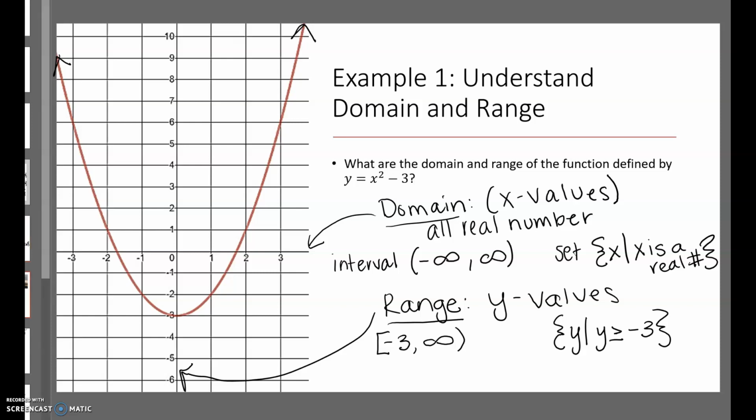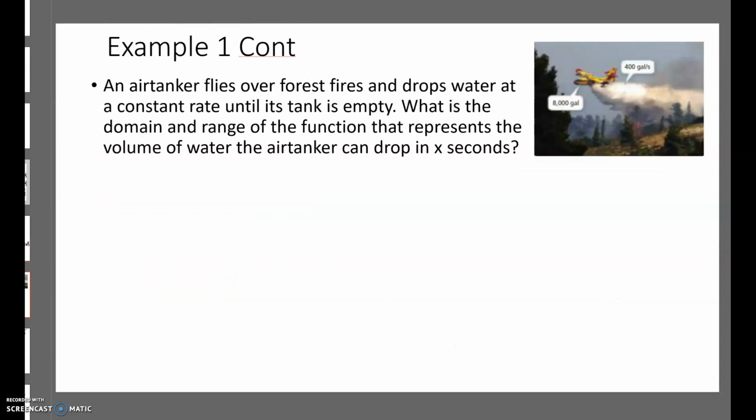Okay, let's look at another one. An airplane or an air tanker flies over forest fires and drops water at a constant rate until its tank is empty. What is the domain and range of the function that represents the volume of water the air tanker can drop in X seconds? So it's got an 8,000 gallon tank, so it can hold 8,000 gallons.